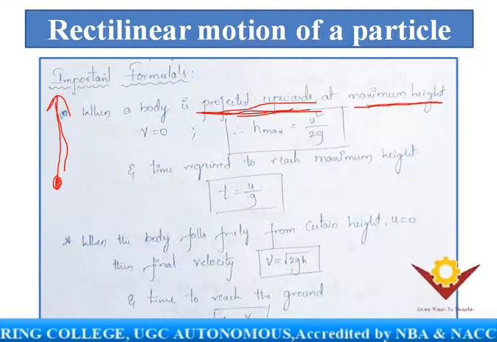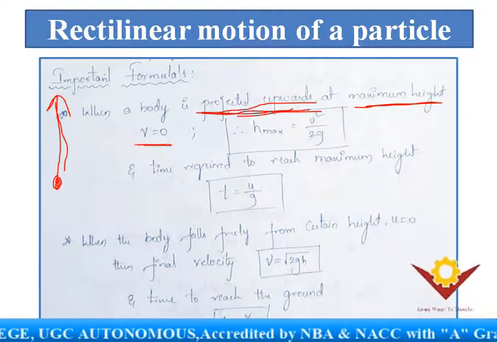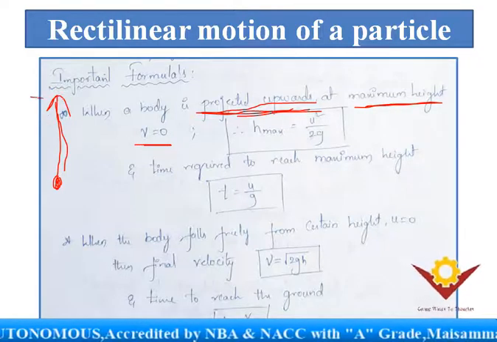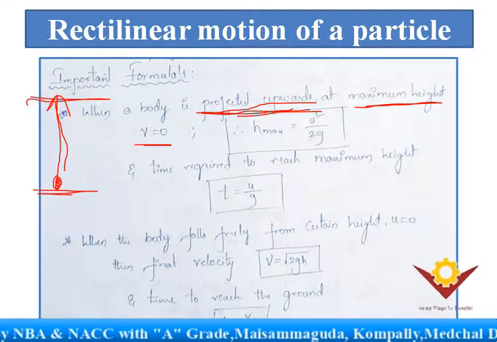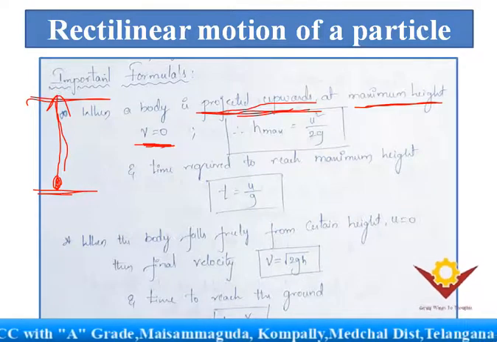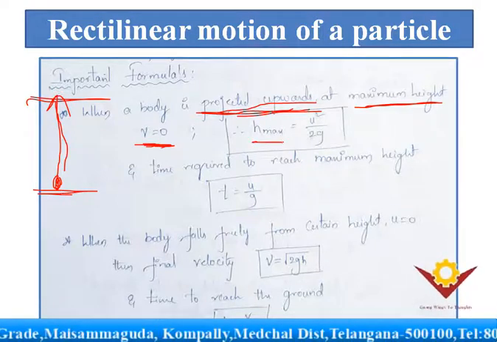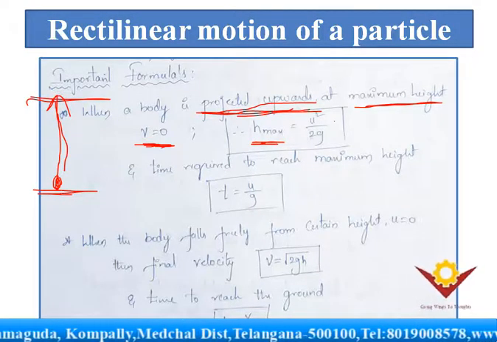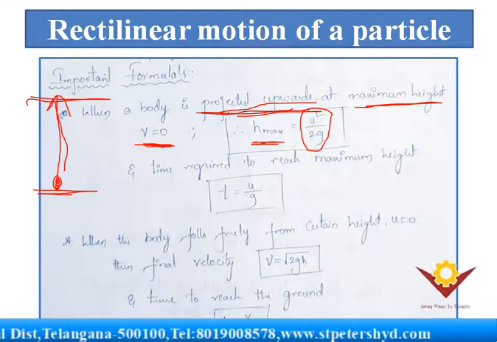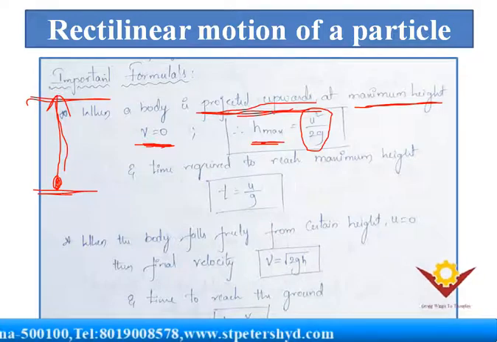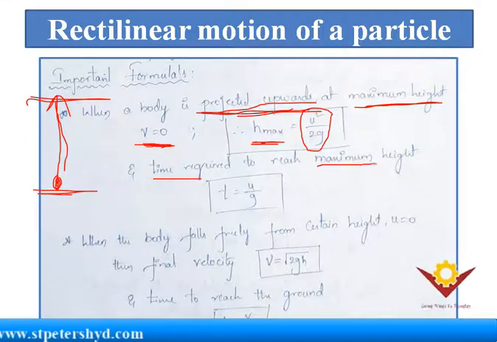At maximum height, your velocity will be 0. That means at maximum height from the ground, your velocity is 0. How are you going to find the maximum height the particle reaches? This is your formula: u squared divided by 2g, and the time required to reach that maximum height is u divided by g.